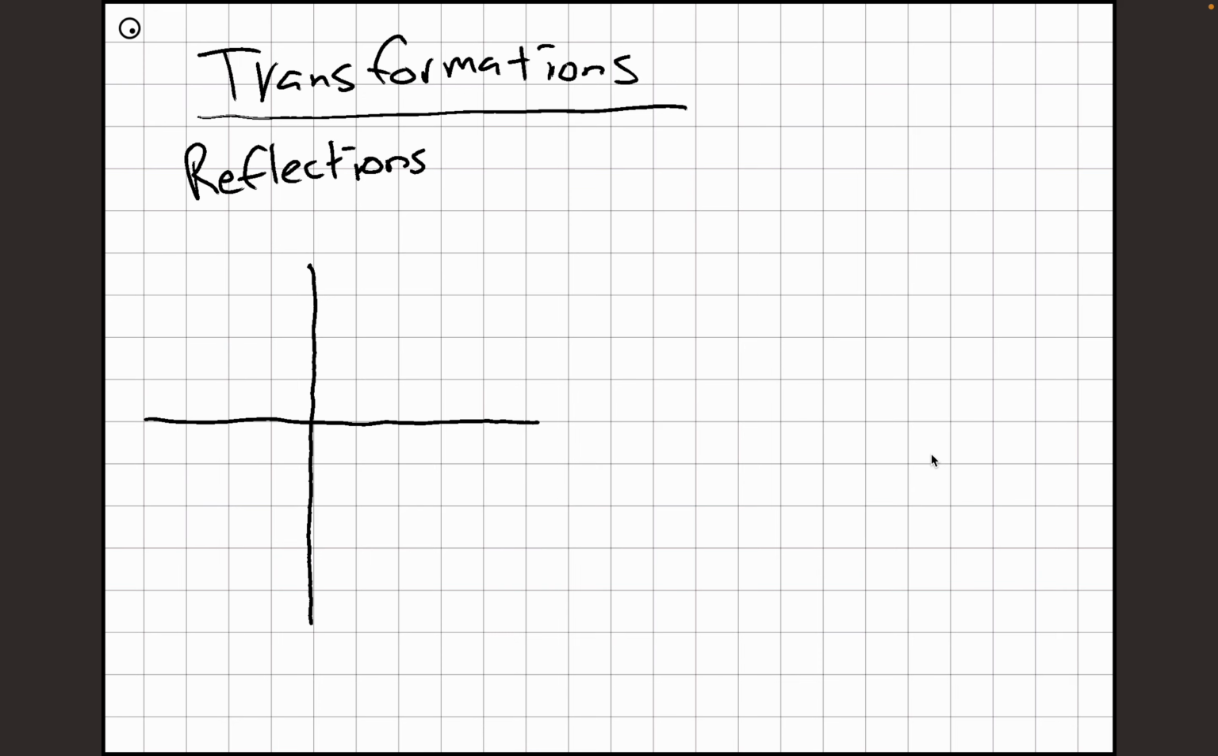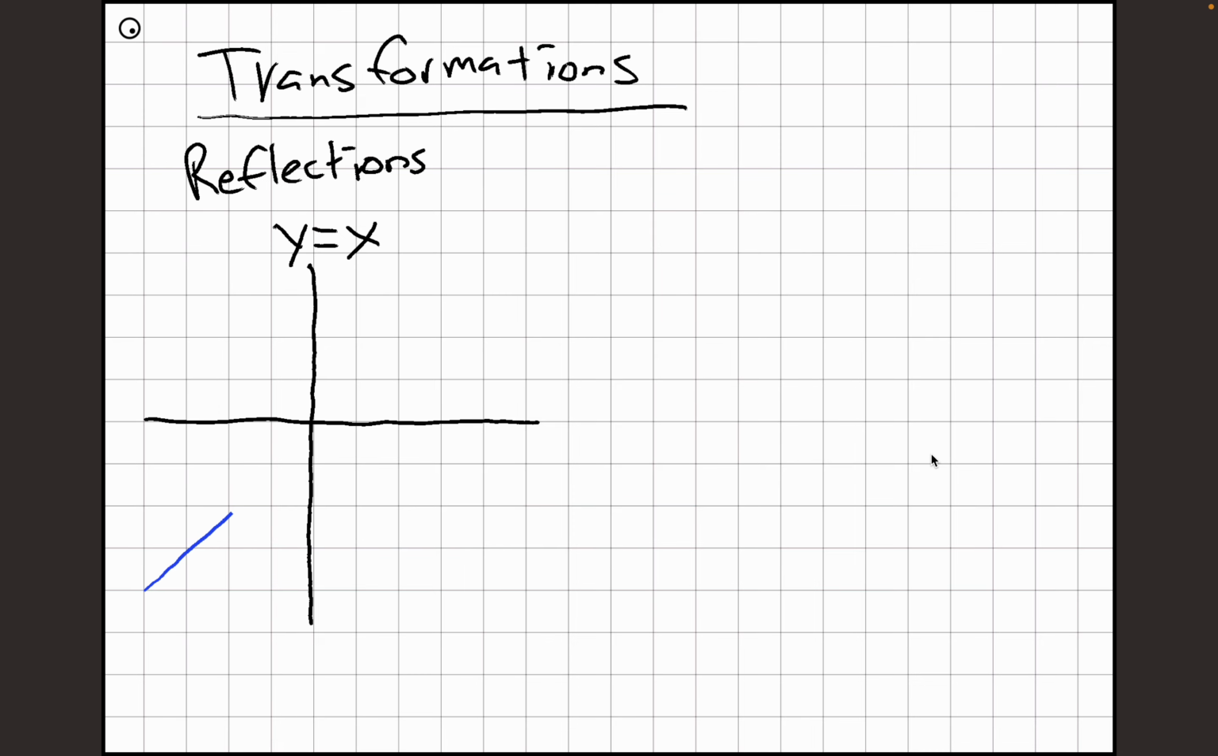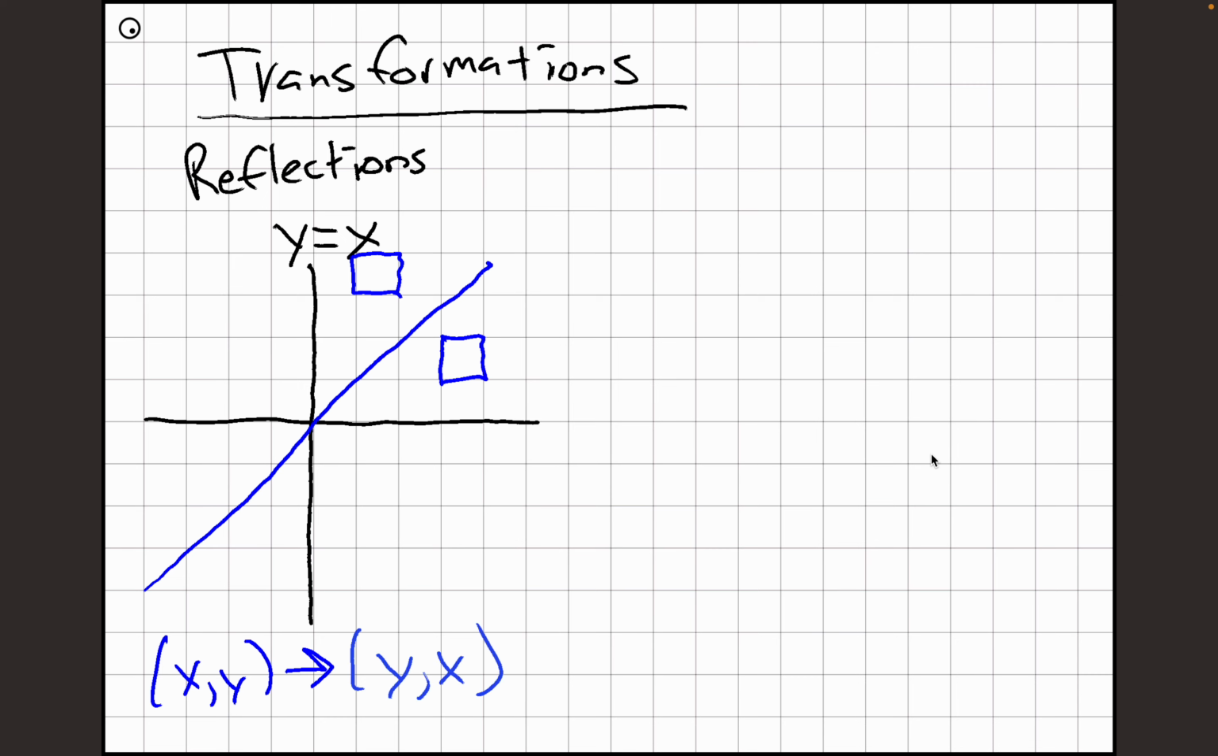You're going to have some reflections that say reflect over the y equals x graph. What that's going to look like is something like this, where it's talking about this line right here. Maybe you have a square right here, and it reflects and becomes this square right here. When you have y equals x, all that changes for your coordinates is x, y becomes y, x. It just flips.